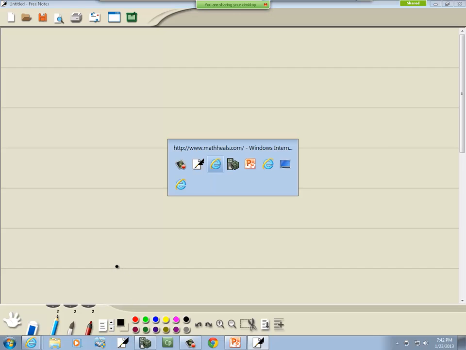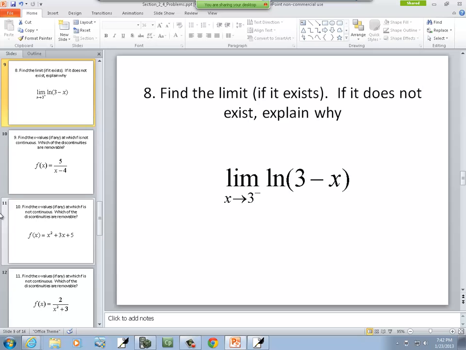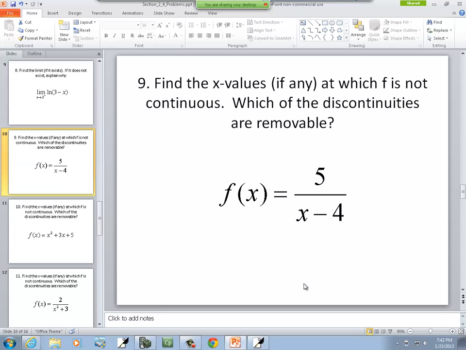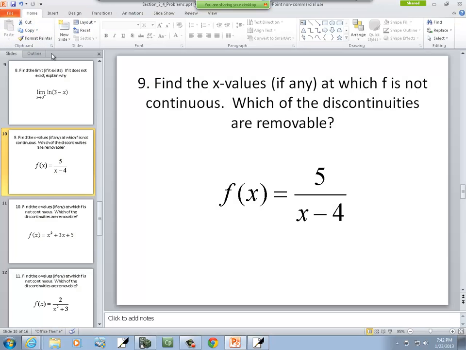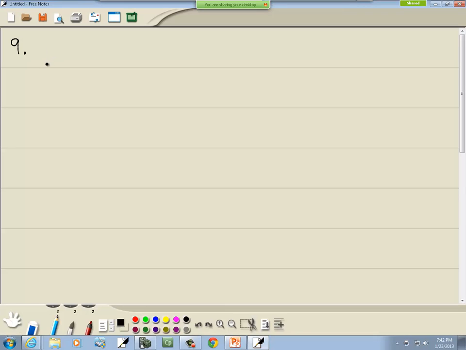Okay, so let's look at our next problem. This gets into the next type, which talks about where something's continuous and discontinuous. Continuous is where the graph exists, basically. Okay, so we got f of x is equal to 5 over x minus 4. Now, if we're talking about continuity, and we're dealing with fractions.